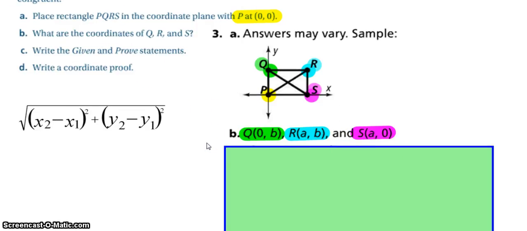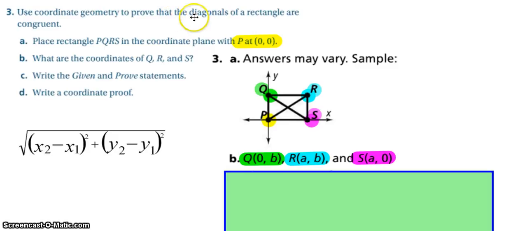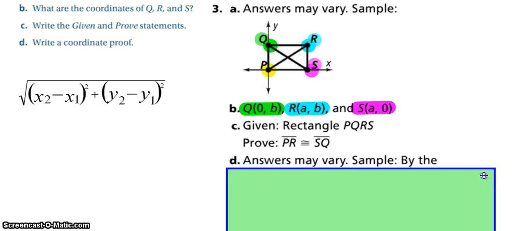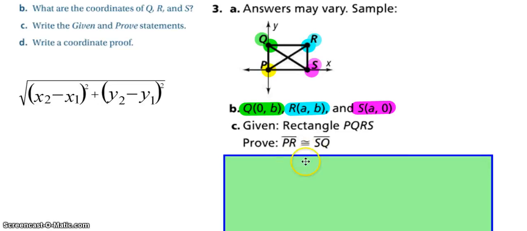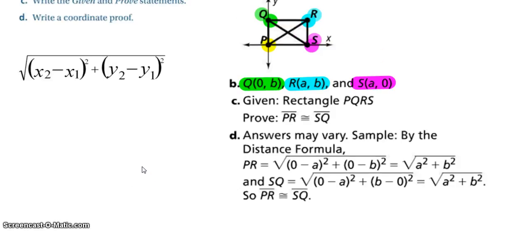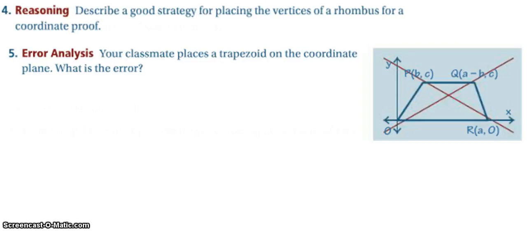Well, if we're talking about this being a rectangle, and we want to prove that the diagonals of the rectangle are congruent, then our given is we have rectangle PQRS, and we want to prove that PR is congruent to SQ. Then we need to write a coordinate proof, so we can use our distance formula here if you would like. But the coordinate proof that we have written is right there, showing the distance of PR, SQ, and showing that they are congruent. Try 4 and 5 on your own and come back to check your answers.